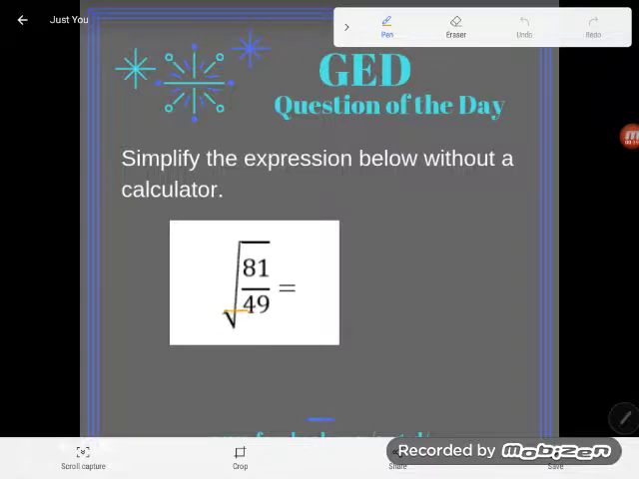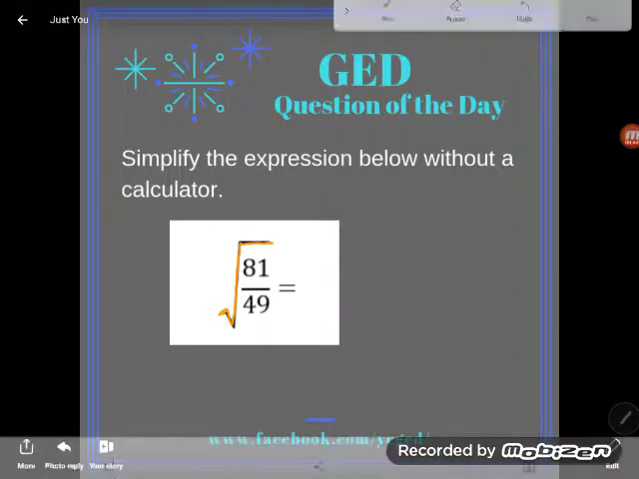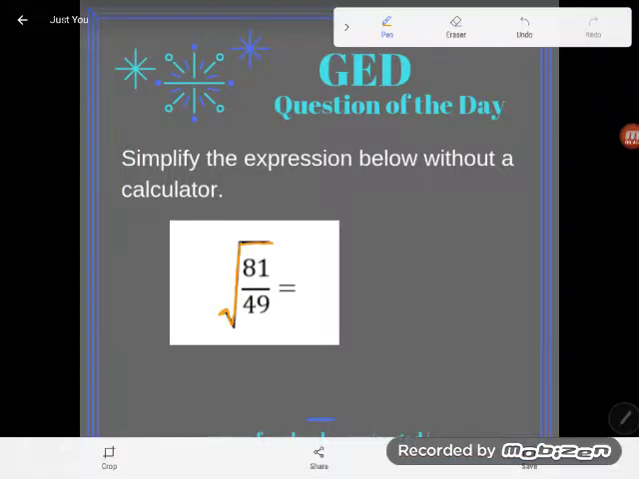So first of all, what is this? Take a look at this checkmark house. See that? That little symbol is known as a radical, and that tells us that we're finding the square root. We're finding the square root of this fraction, 81 over 49. Before you panic, remember that a square root is just the opposite of squaring. It's the opposite of multiplying a number by itself.